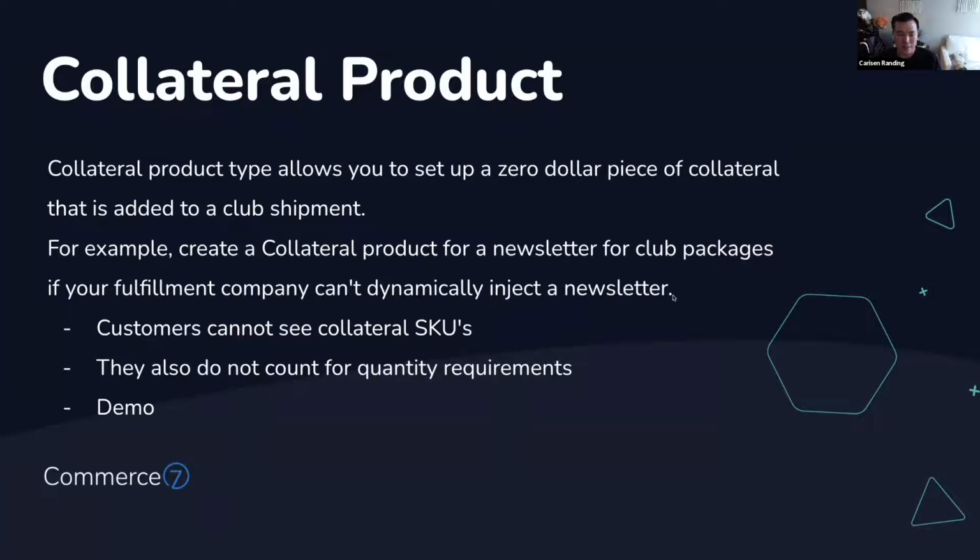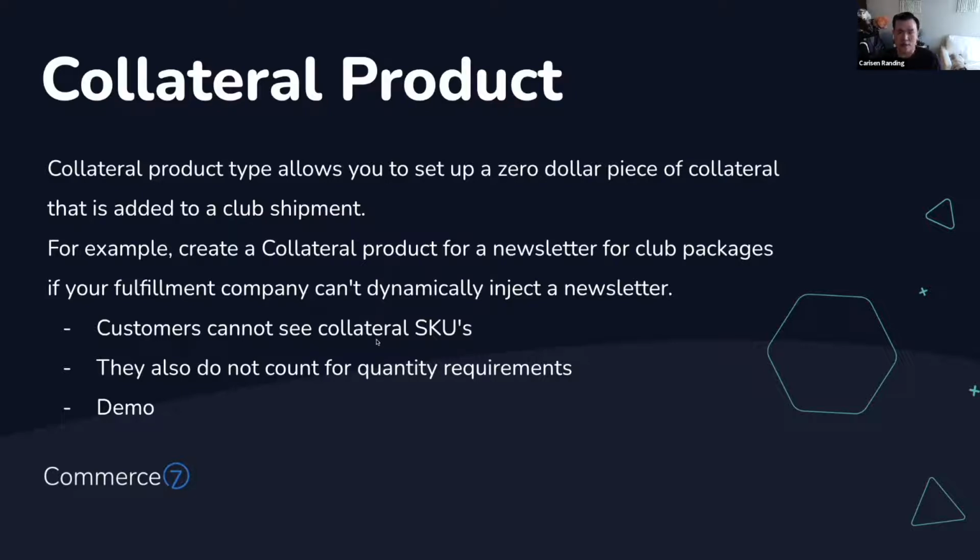inject a newsletter. The functionalities around a collateral SKU is that customers cannot see the collateral SKU if they log in online. They don't need to know that they're receiving a newsletter as a part of their order, so they won't be able to interact with it or add a second newsletter to their upcoming package. And they also don't count for quantity requirements. So if you have quantity requirements configured in your club package, these collateral SKUs are not going to count towards that.